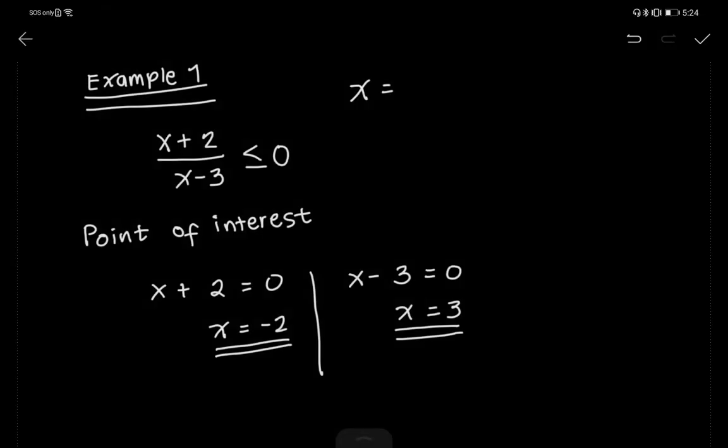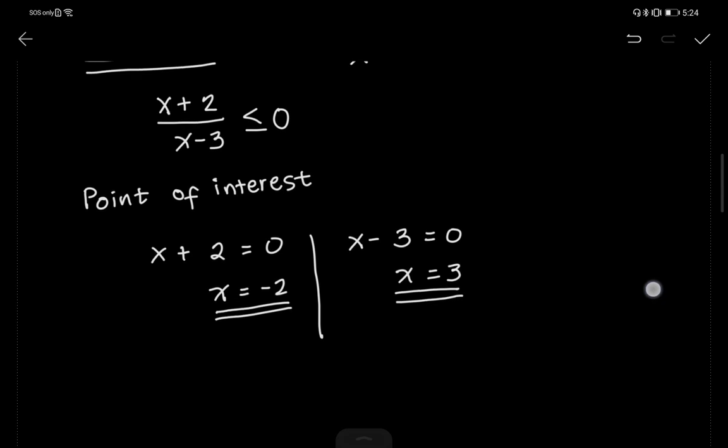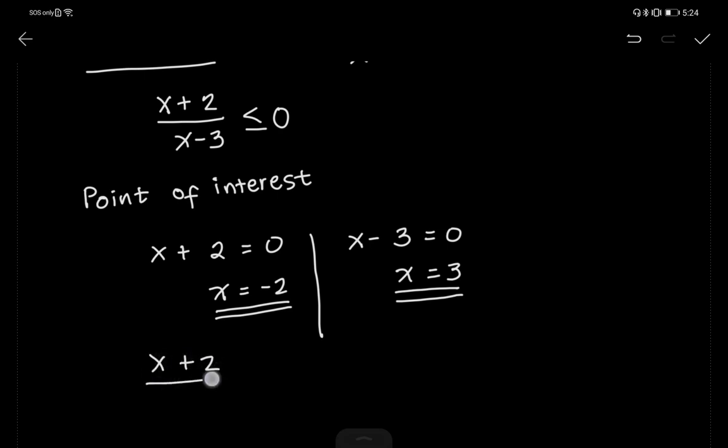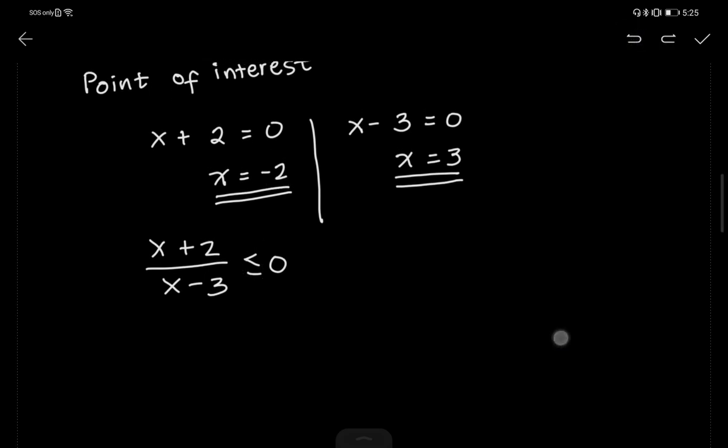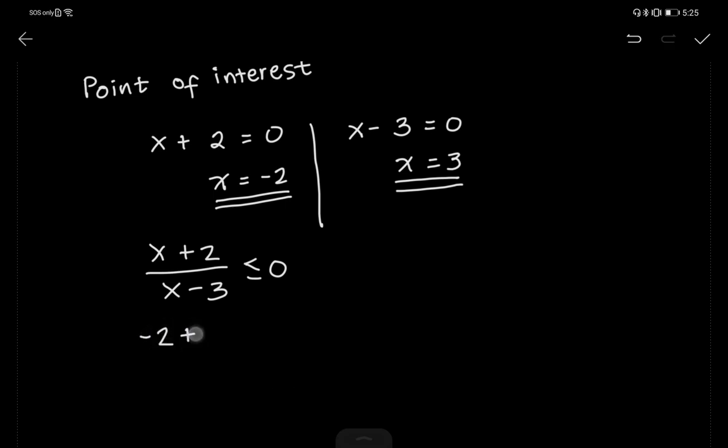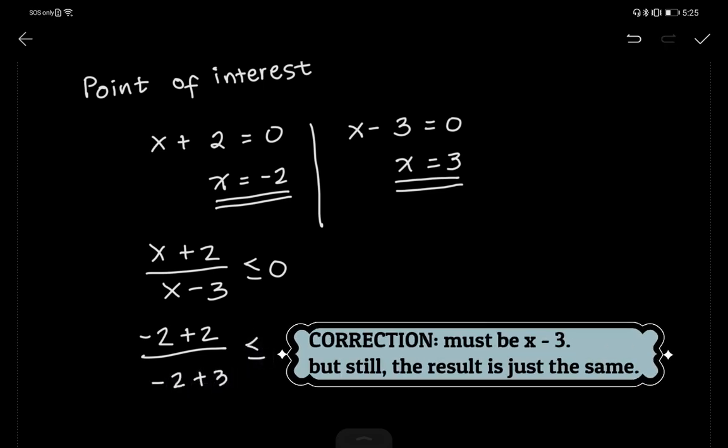After natin makuha guys, yung tinatawag natin na point of interest, i-substitute natin ito sa ating original given inequalities. Kung ang original given inequalities natin is x plus 2 all over x minus 3, so this is less than or equal to 0. So let us see kung masasatisfy niya ba after natin masubstitute itong negative 2. Masasatisfy niya ba ang condition na ang lalabas is less than or equal to 0? Okay, substitute natin. So we have here negative 2 plus 2 all over negative 2 minus 3, is it less than or equal to 0 ba?